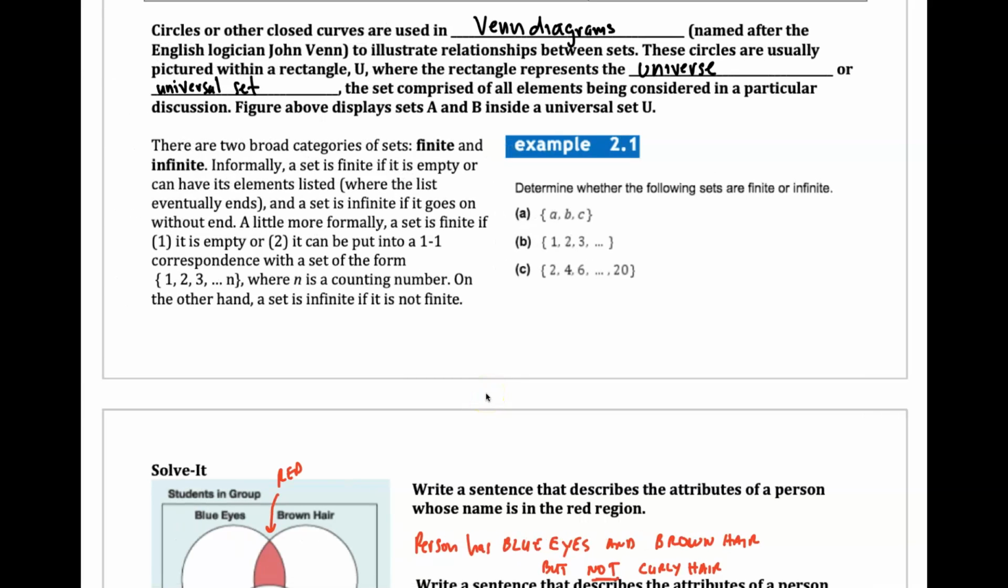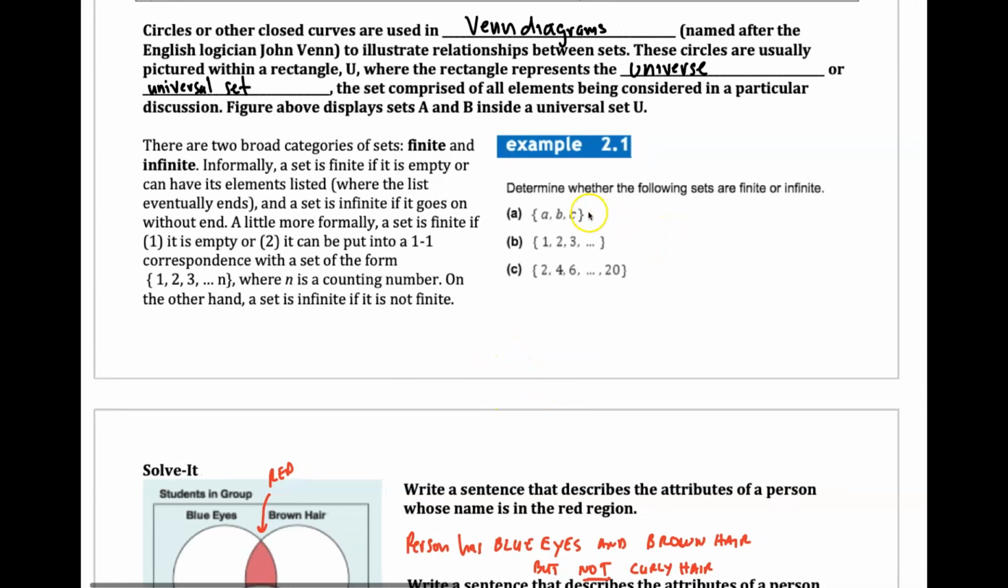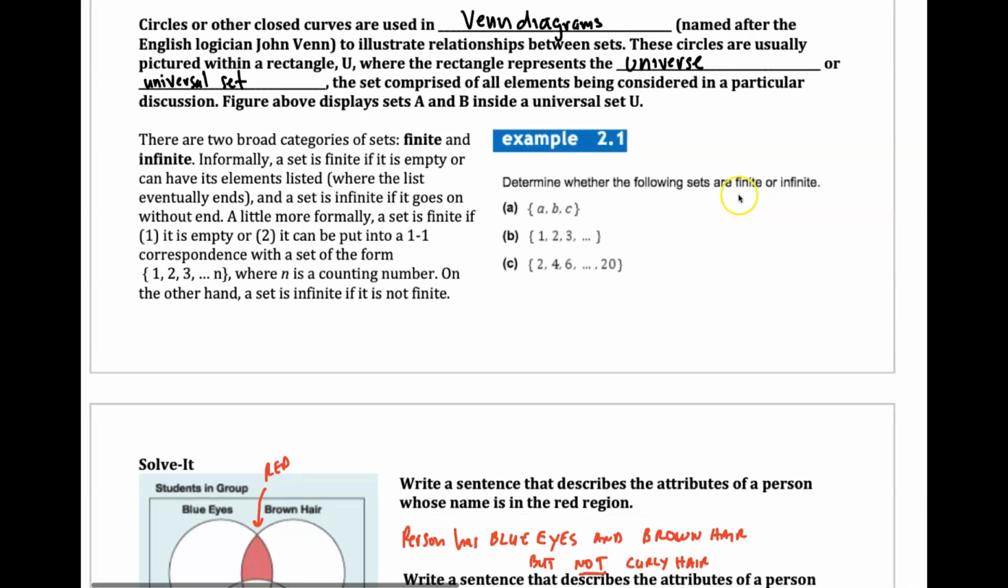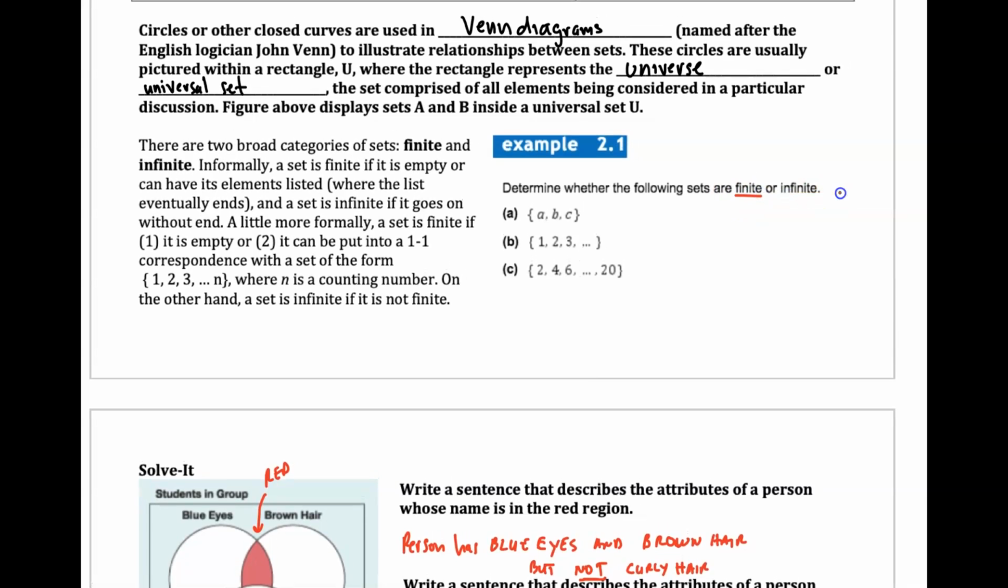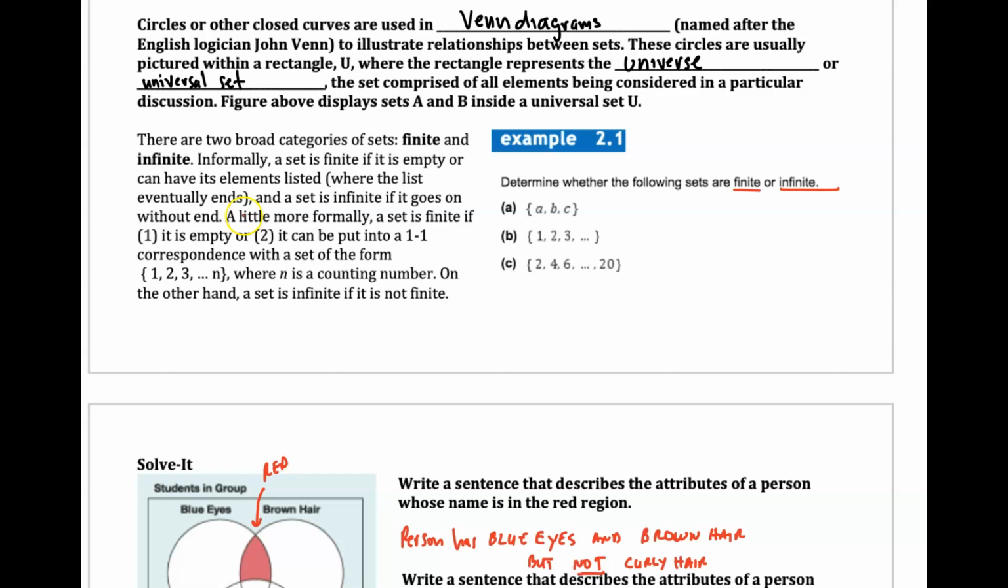Let's continue on with chapter 2.1 and let's look at some examples. So the first example is asking, determine whether the following sets are finite or infinite. And so we have a definition over here of finite and infinite.